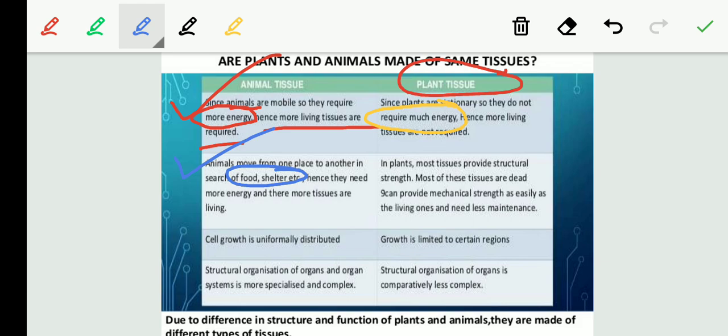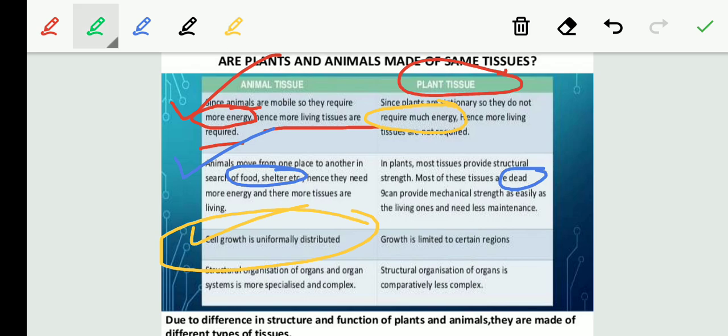And talking about plants, here most tissues provide structural strength. Which strength? Structural strength, right? And most of these tissues are dead, right? Now students, coming on to the next point, that cell growth is uniformly distributed here. Fine, it is uniformly distributed. We know that a cell keeps on dividing. Fine, it has to divide. Like we have done the processes of mitosis and meiosis, so it's uniformly distributed.